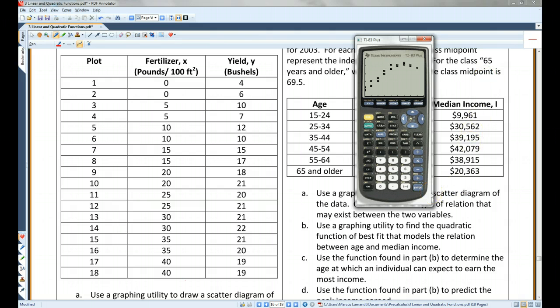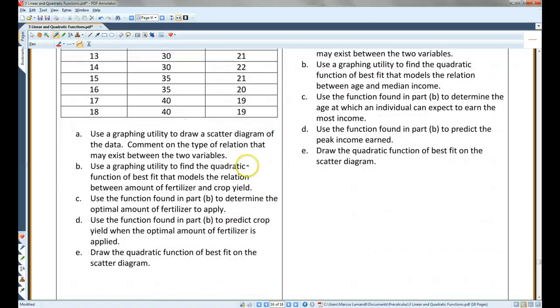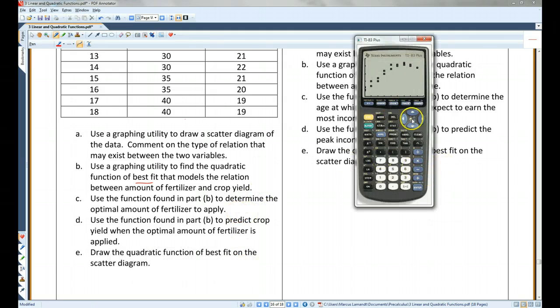Okay, you don't have to draw this. I just want to make sure you know how to do it, because there are a lot of things you can do with this. If you look at part B, use the graphing utility to find the quadratic function that best models the relation between the amount of fertilizer and the crop yield. So if you look at our calculator, go to stat, go to calc, and look for a quadratic regression model. It's number 5. Go to vars, yvars, function, y1, enter. Okay, so this is the quadratic function we're going to look at.